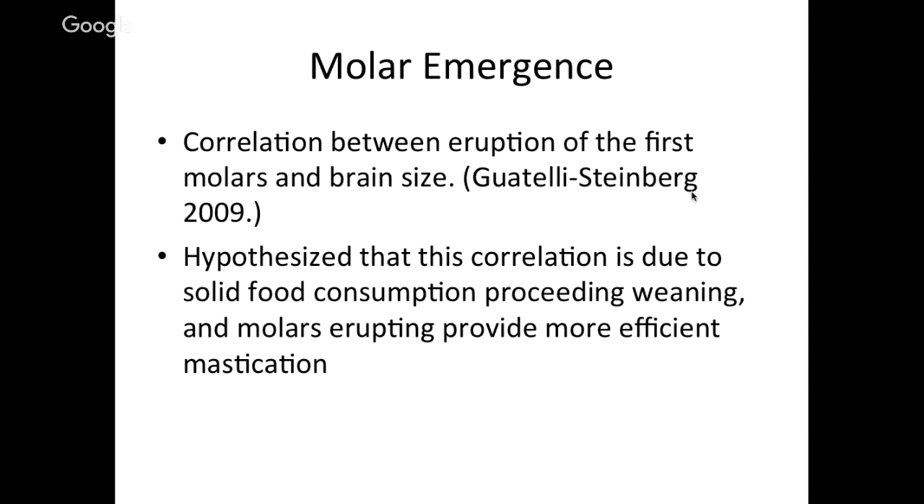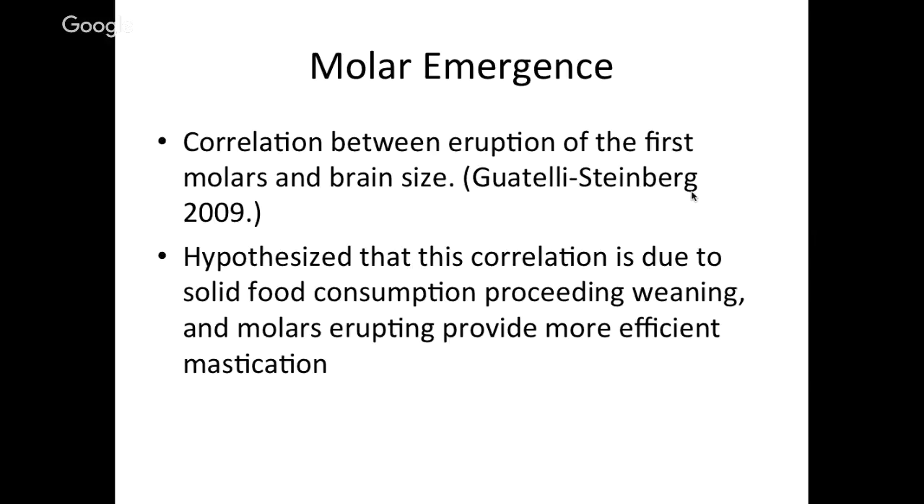So the third evolutionary change in humans I want to talk about is molar emergence, and there is a correlation between eruption of the first molars and brain size, and it's been hypothesized that this correlation is due to solid food consumption preceding weaning and molars erupting to provide more efficient mastication. So essentially, the correlation is due to humans consuming solid food before they leave their parents, and so they need the molars to chew the solid food.